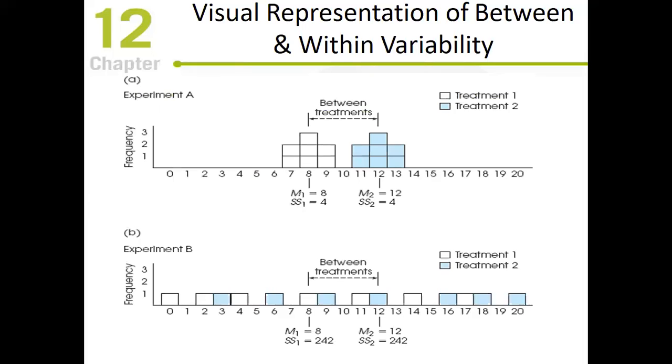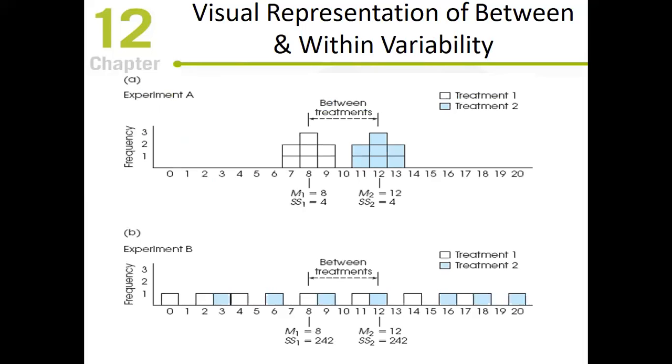The between treatments variance is high here. Okay, these groups are very different, but within each group, people are responding similarly. This is what you want if you want to be able to draw a conclusion and find a significant effect. Okay, it's easy to see treatment 2 produces higher scores than treatment 1.